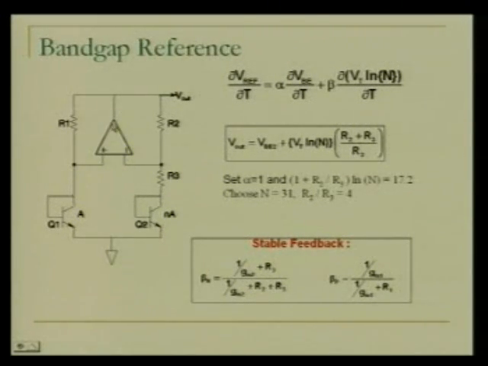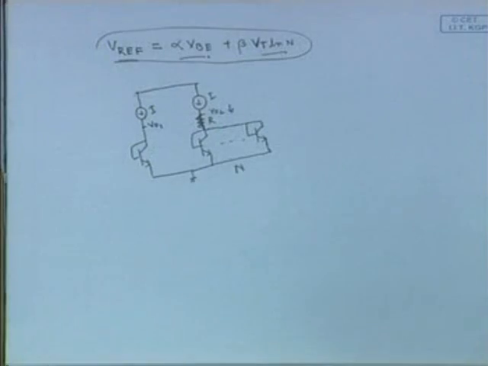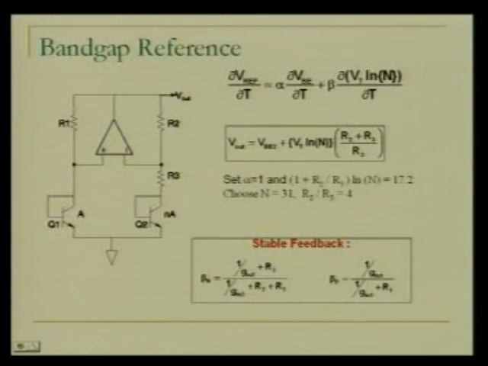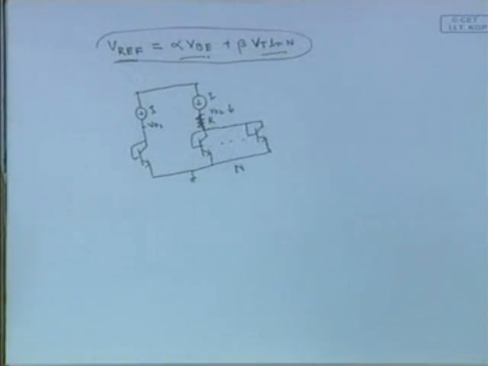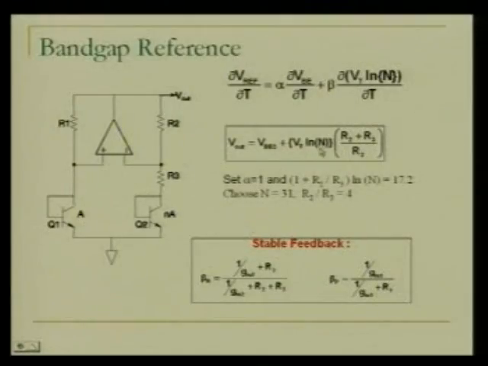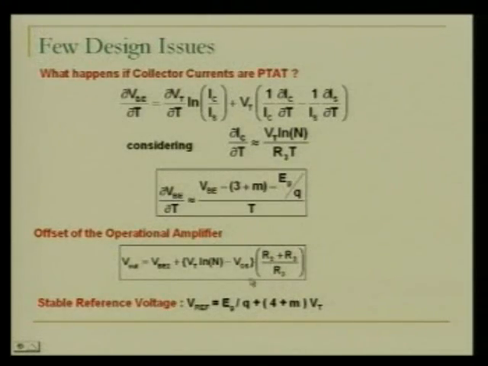Another thing is, if the output impedance of the operational amplifier is not small enough, that is, if it is greater than R1, R2, R3, these values, again it will cause a loading problem. So these things you have to keep in mind, that your op amp should have very low output impedance, very high gain, and very small offset. Here, if any offset occurs, that final expression will become like this.